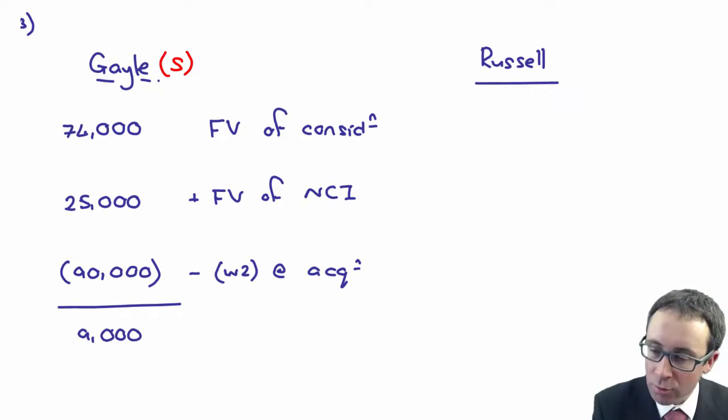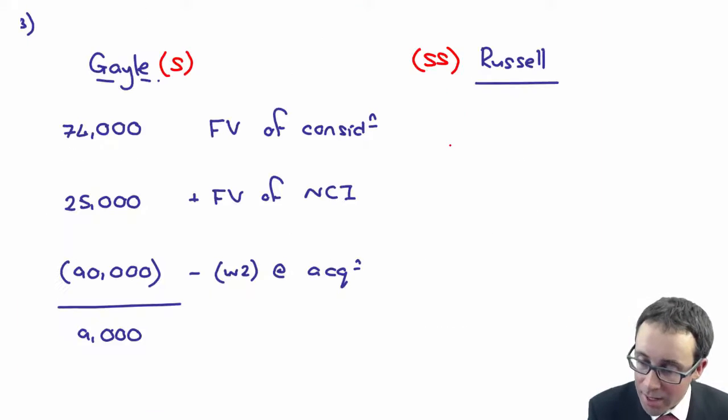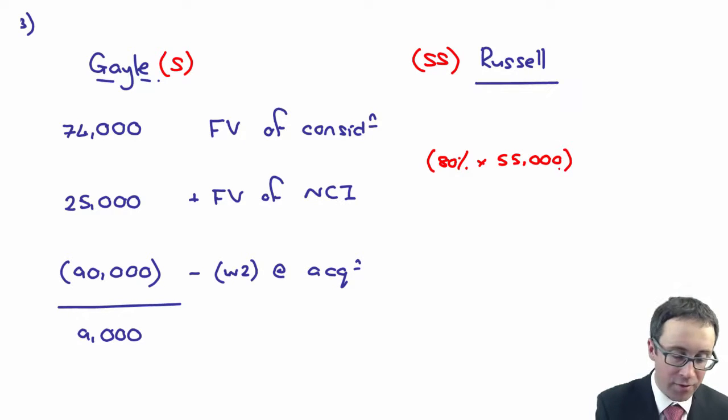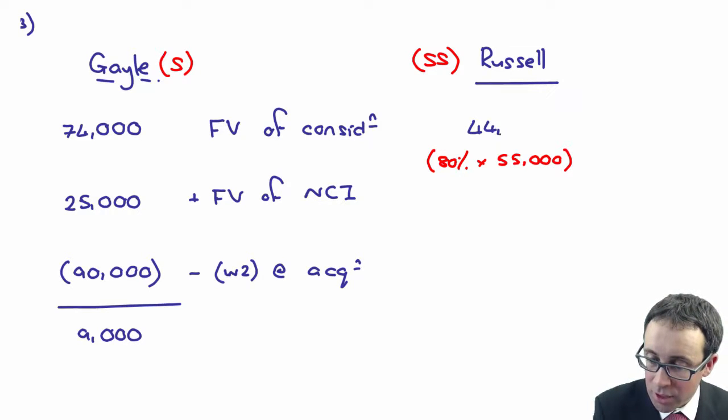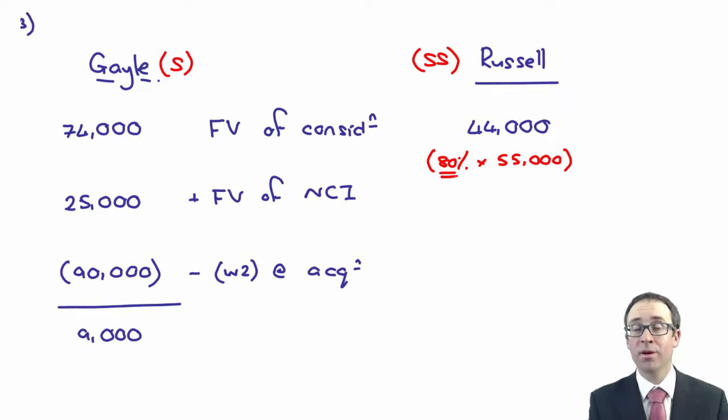Okay. When we go through and look at Russell, which is the sub-sub, that's where you need to be ever so slightly careful, don't we? Because what you've got is that we know that the investment in the sub-sub is there as 55 million, isn't it? But what we need to do is take P's share of that 55 million. Because we're reporting to the shareholders of the parent, and the parent owns 80% of the sub, and the sub has an investment of 55,000, so they own 80% of the 55.